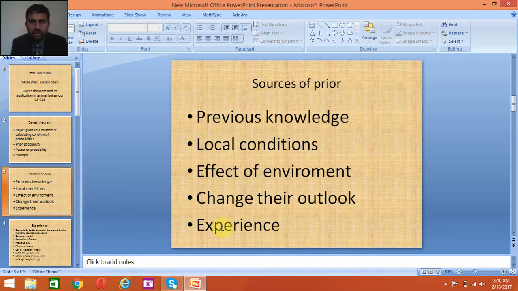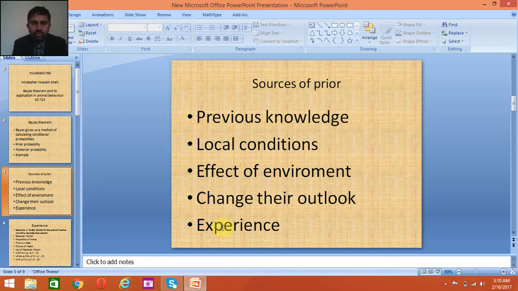Now, what are the sources of priors? For this purpose, we use our previous knowledge. We also look at the local condition. By local condition we mean the present condition that must be particular for all animals that are affected by these conditions. I mean the temperature and all the other activities that are related to the local condition. The environment plays the basic role.